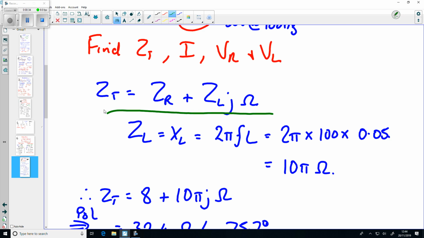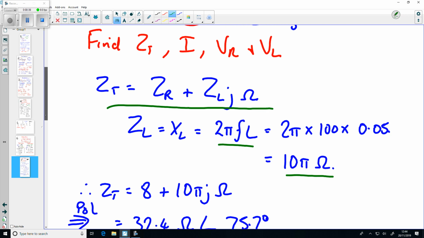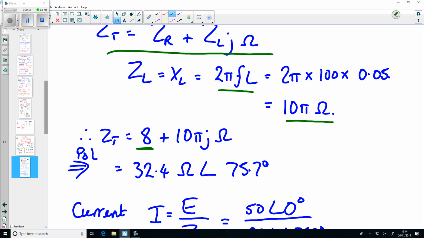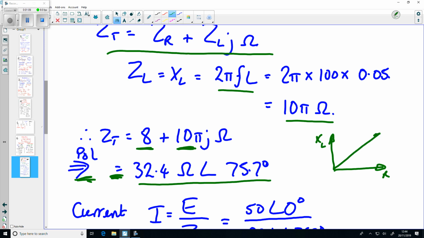We need to find XL, so that's 2πfL, which came out at 10π ohms. We can then put the resistance and the inductive reactance straight into the total formula in rectangular complex form and do a conversion with the calculator to get 32.4 ohms with a positive angle of 75.7. We know from the impedance phasor that if XL is upwards and R is to the right, we're going to end up with a total impedance that's got a positive angle because of that. So we know we're right.